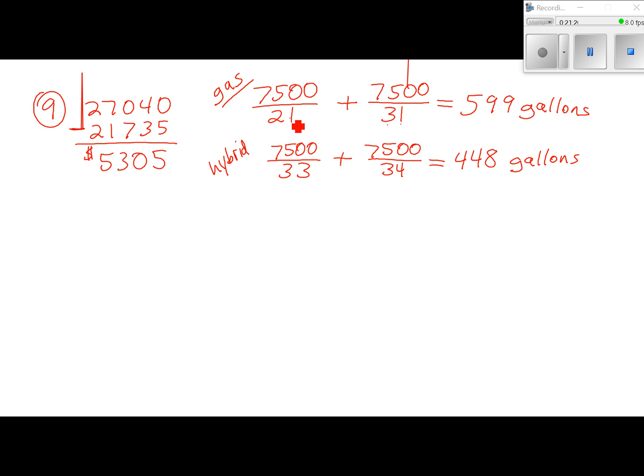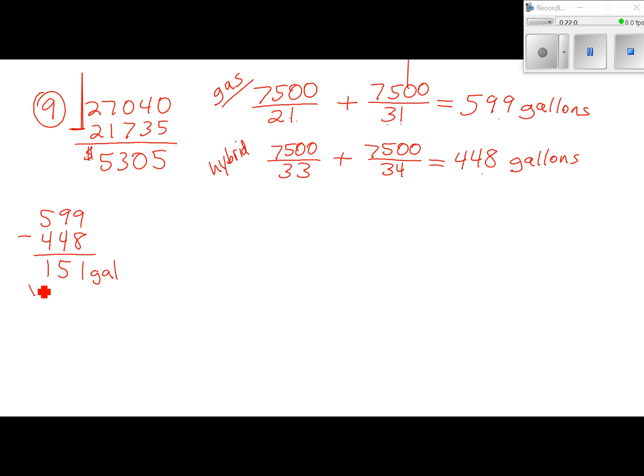So if I do this, we could take these two numbers, 448, and subtract those two. He would have needed an extra 151 gallons of gas to operate the gas car. So that's actually gallons that he's not going to need because he bought the hybrid.